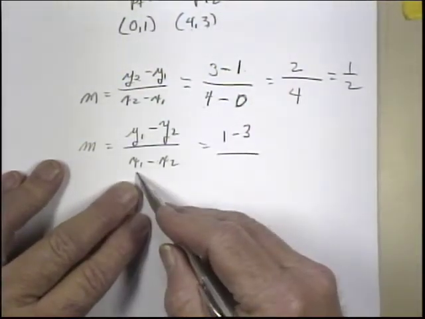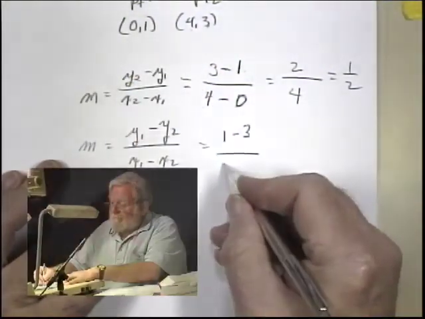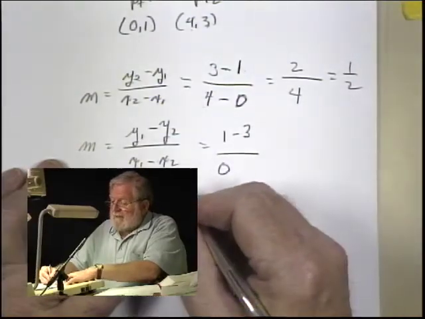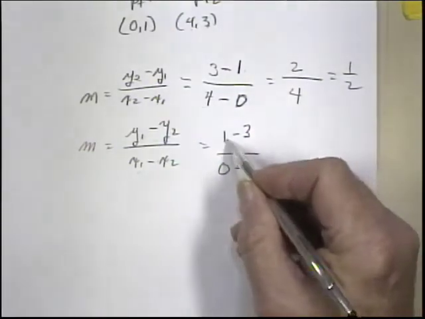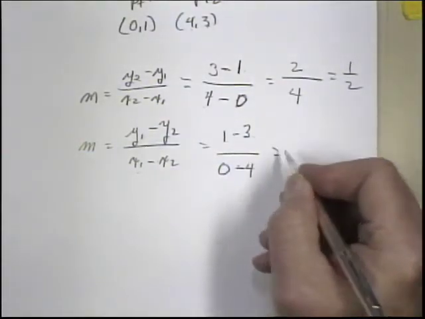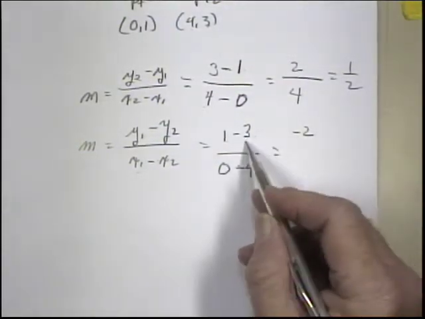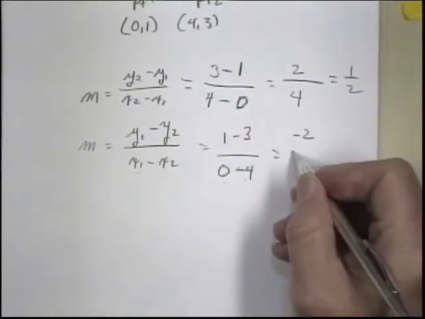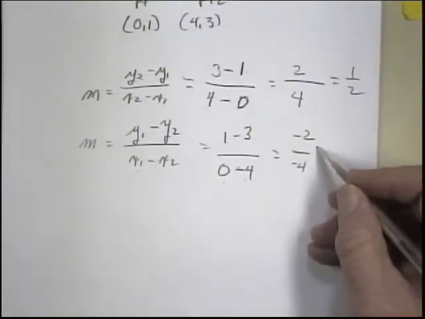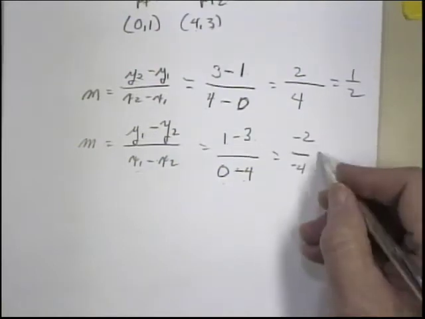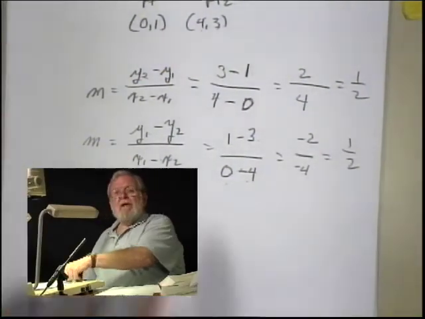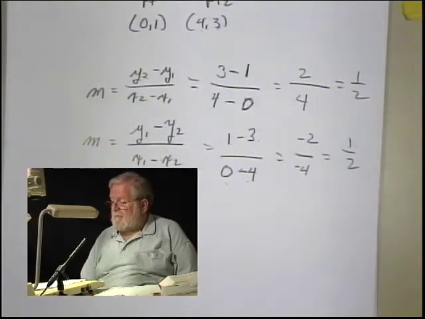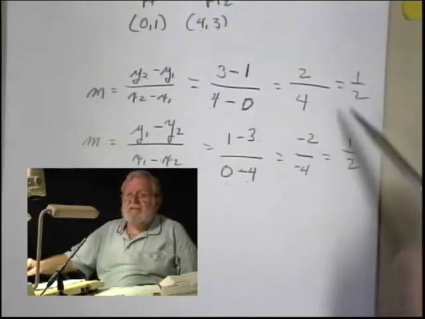Our x sub 1 is 0. Our x sub 2 is 4. 1 minus 3 is a minus 2. 0 minus 4 is a minus 4. Minus 2 divided by a minus 4 is 1/2. So it didn't matter which point we subtracted from which, we still got the same slope.